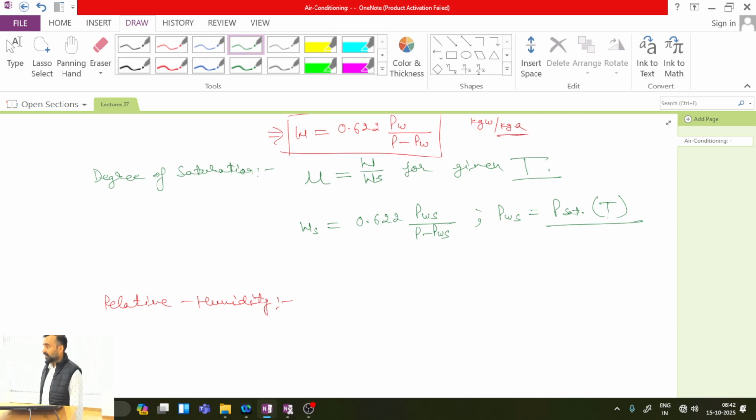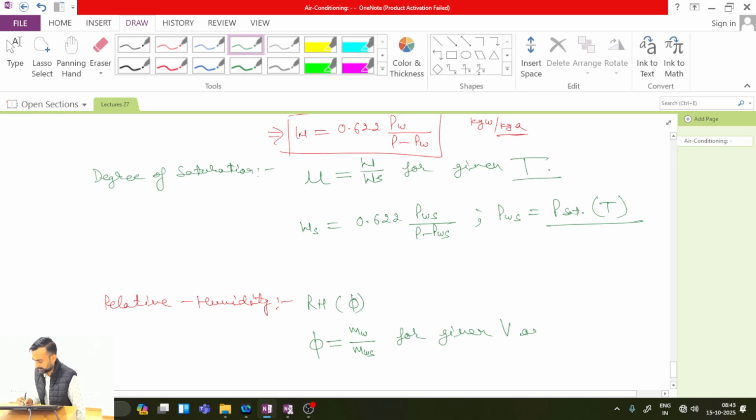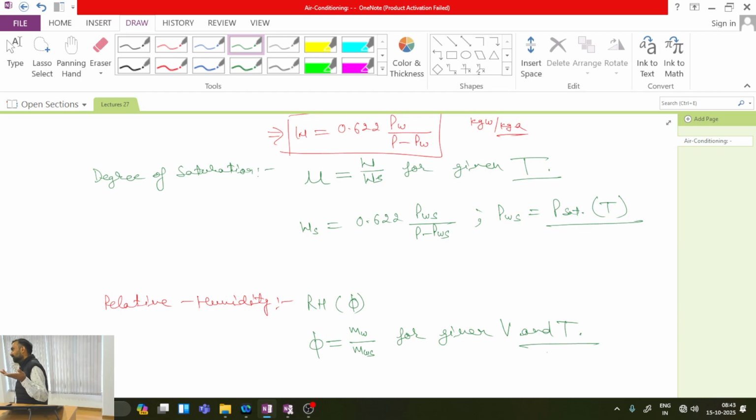Now next is relative humidity. Relative humidity, many times it is simply called RH, and it is also given by the symbol phi. Phi is defined as the ratio of mass of water vapor in unsaturated air divided by mass of water vapor in saturated air, MWS, for a given volume of air and temperature. Here volume and temperature will come, because if you increase the volume, then automatically mass can increase. So within the same volume I have to make the comparison.